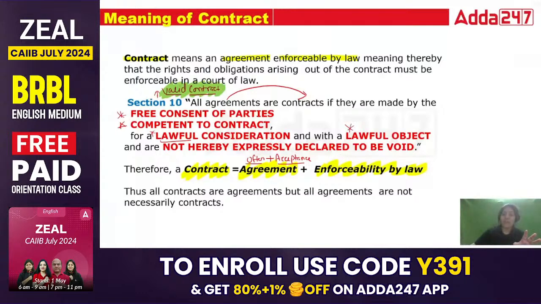Lawful object: every contract has a lawful object. Lawful object means, suppose you have taken the paid batch, your motive is to crack CAIIB. So this is the object of your contract. And the contract should not be void. Void means that it cannot be enforced in front of the court. The contract should be valid, it should not be void.